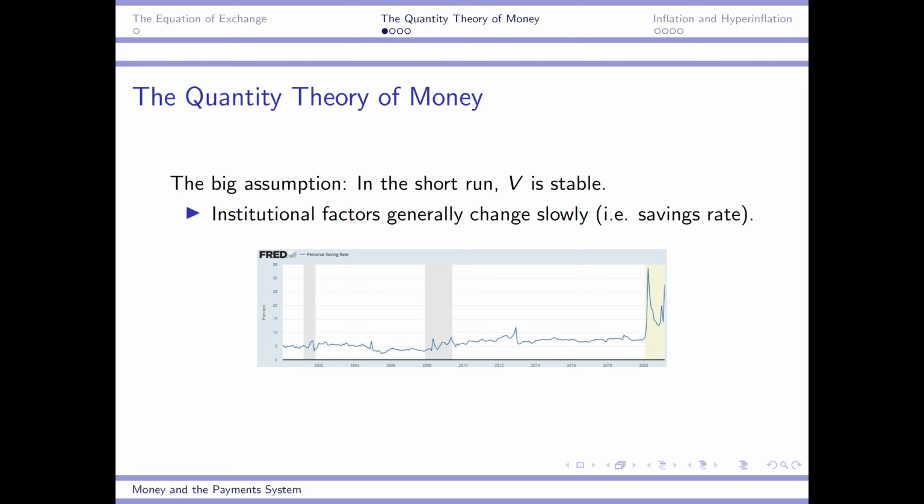So one very tangible example of this is the US savings rate. So let's pretend COVID didn't exist for a second. This is the US personal savings rate in the 21st century. As you can see, it bops around a little bit. It increases during times of recession because people are scared. But generally speaking, this trend is pretty flat. So this would lend towards a reason why this big assumption that Irving made is valid.